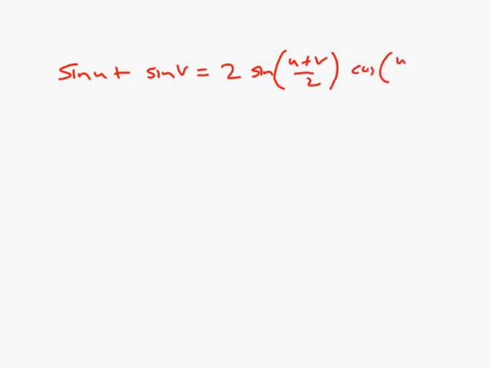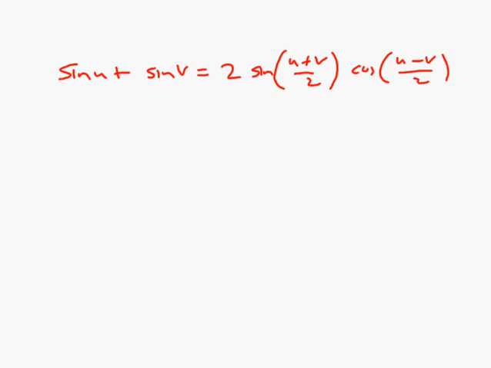So here's another proof. We want to prove that the sine of u plus the sine of v equals 2 sine of u plus v over 2 cosine of u minus v over 2.